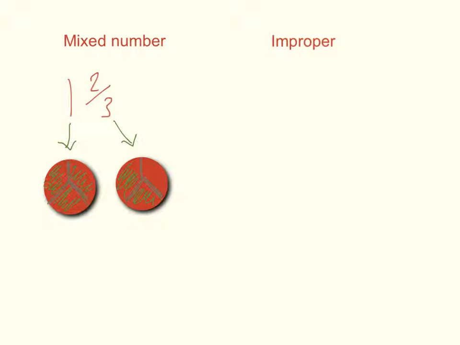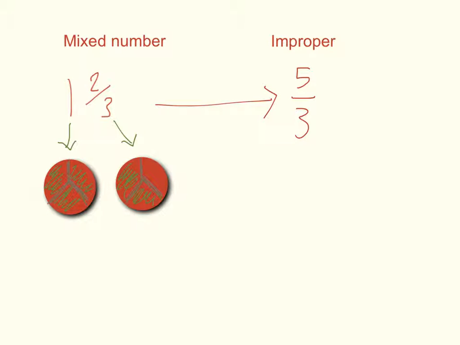Now the improper fraction version of this means I count up my thirds. So I've got 1/3, 2/3, 3/3, 4/3, 5/3. So you can now see that my improper fraction is 5/3, and the reason we call it improper is because the numerator is heavier than the denominator, it's larger. Now a quick way of finding this is 3 times 1 add 2. 3 times 1 is 3, add 2 gives me 5. So that is how you convert from a mixed number to an improper fraction.